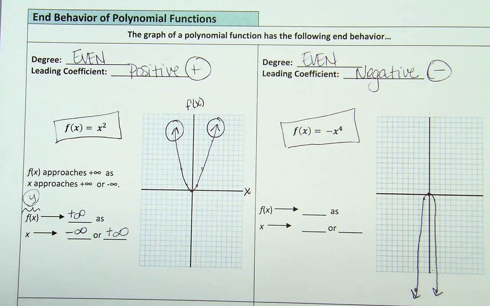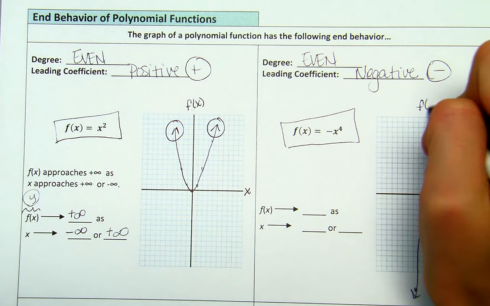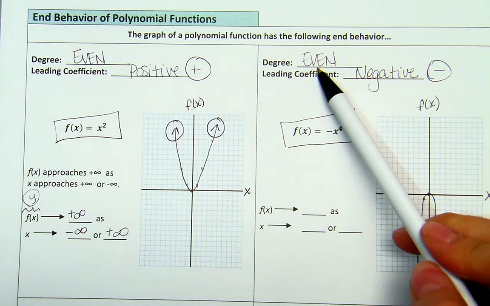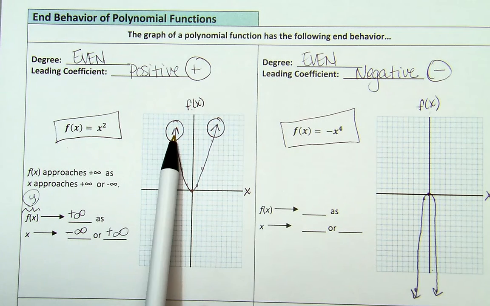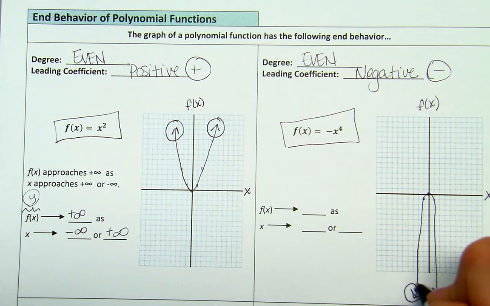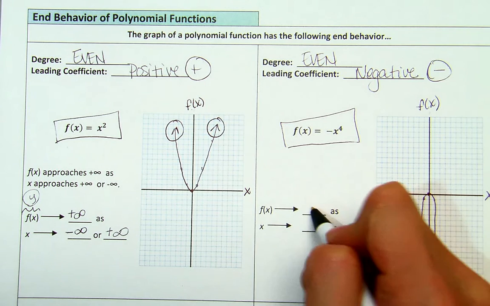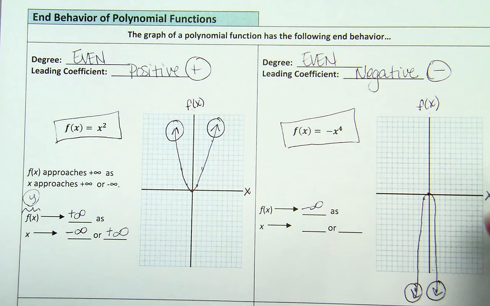Now in this case, for our f of x, our arrows are pointing in the same direction. If the degree is even, we know that no matter what, our arrows are going to be pointing in the same direction. And in this case, they're both pointing down. So the only option for f of x is that it's going in the negative y direction, toward negative infinity.